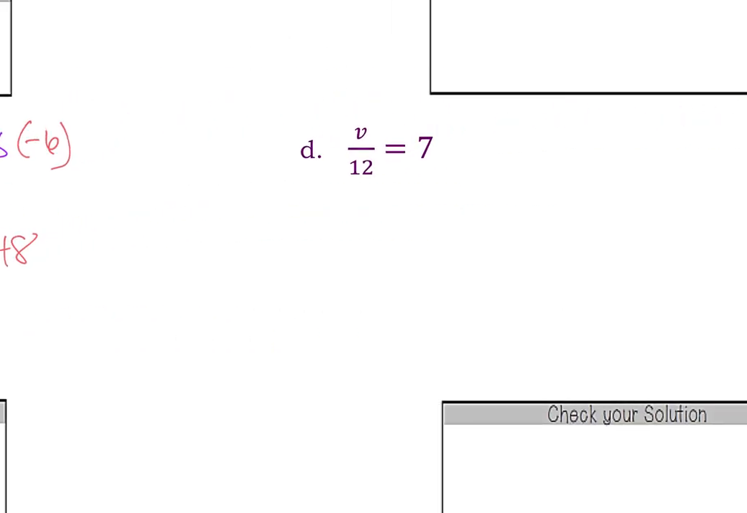So let's do the last one. So on this one, what do we need to do to get rid of the 12? Multiply by 12. Good. 7 times 12 is 84. Good. All right.